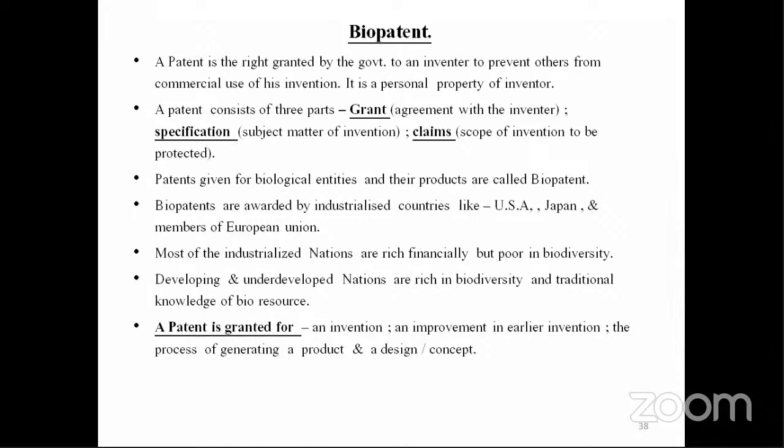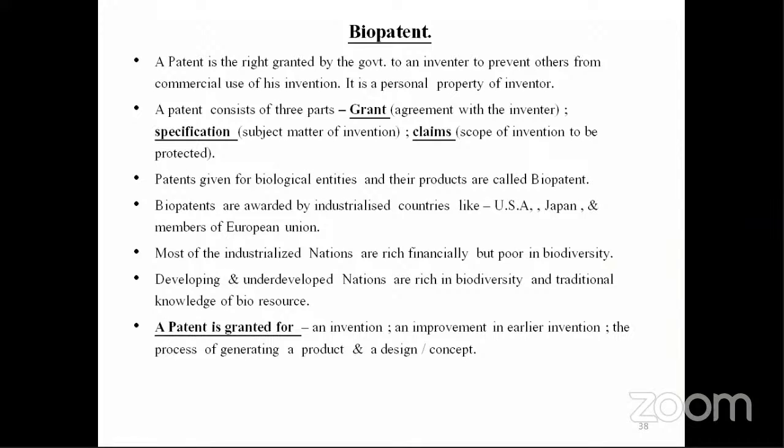Okay, a patent is the right granted by the government to an inventor to prevent others from commercial use of his invention. It is personal property of the inventor. Okay. A patent consists of three parts. One, the grant. That means it is the agreement with the inventor. Then specification, that is subject matter of the invention, like what he or she has invented. So that has to be specified. Then claim, scope of invention to be protected.